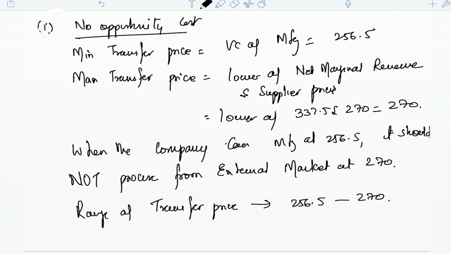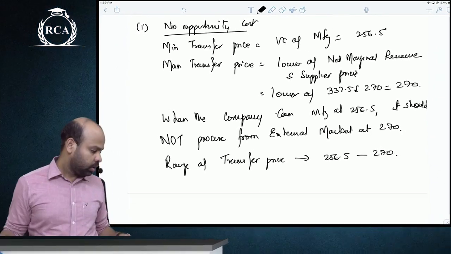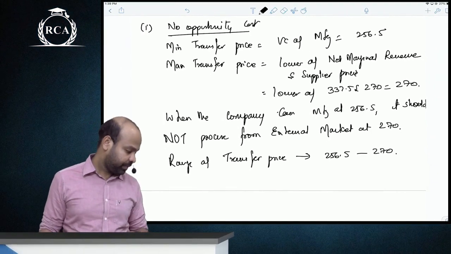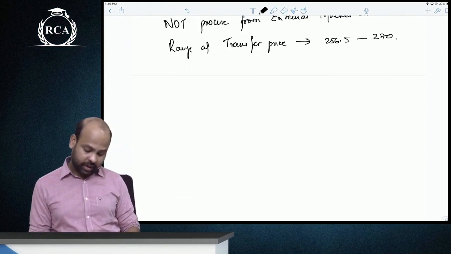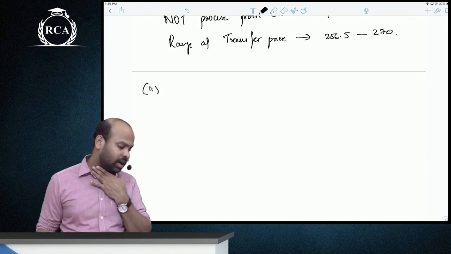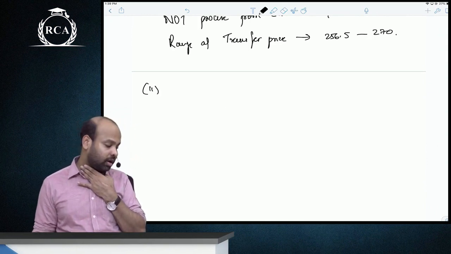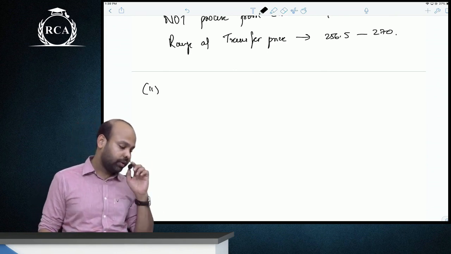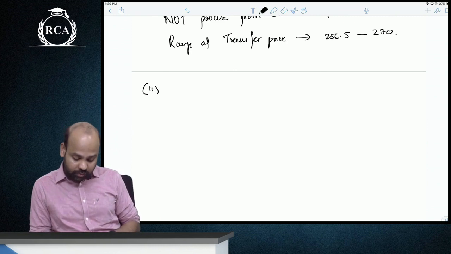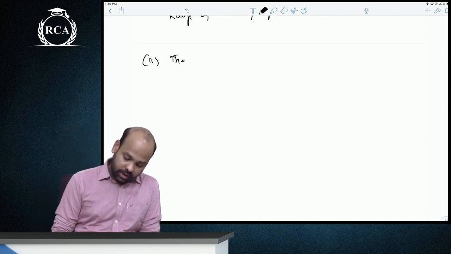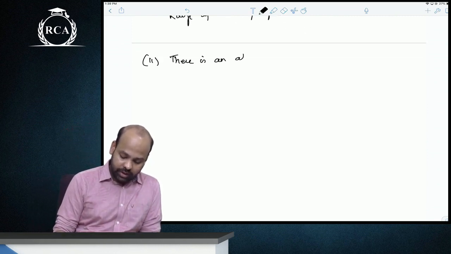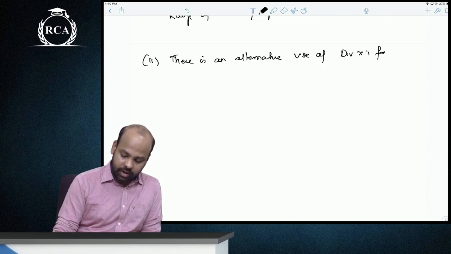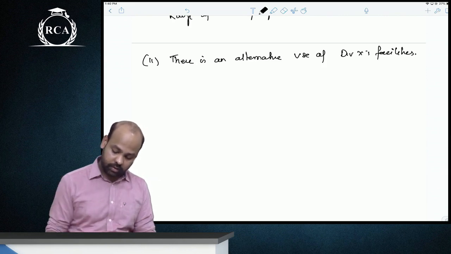Chalo guys, I hope you're all done with this. I gave you a lot of time. Look at the second bit here. It says if internal facilities of X are not otherwise idle and the alternative use of the facilities will bring in an annual cash saving of 50,625 to division X, should division Y procure the component from outside market? So there is an alternative use of division X's facilities.